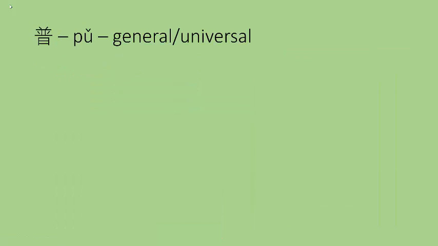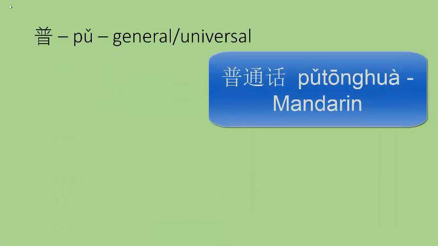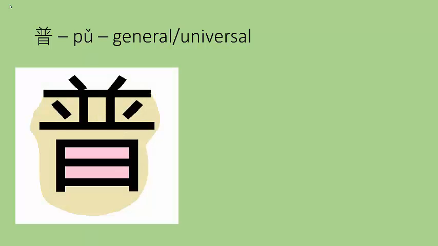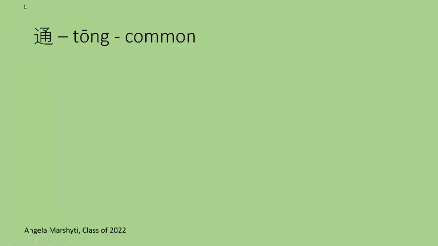The next character is pu, part of pu tong hua, Mandarin. Pu alone means general or universal. I think this character looks like a person. Right? So here I've crazily illustrated it. These 2 dots on top are his hair, and then these are his eyebrows or his eyes looking mean. In the middle is his nose, and in the box is his mouth. This character stares at me.